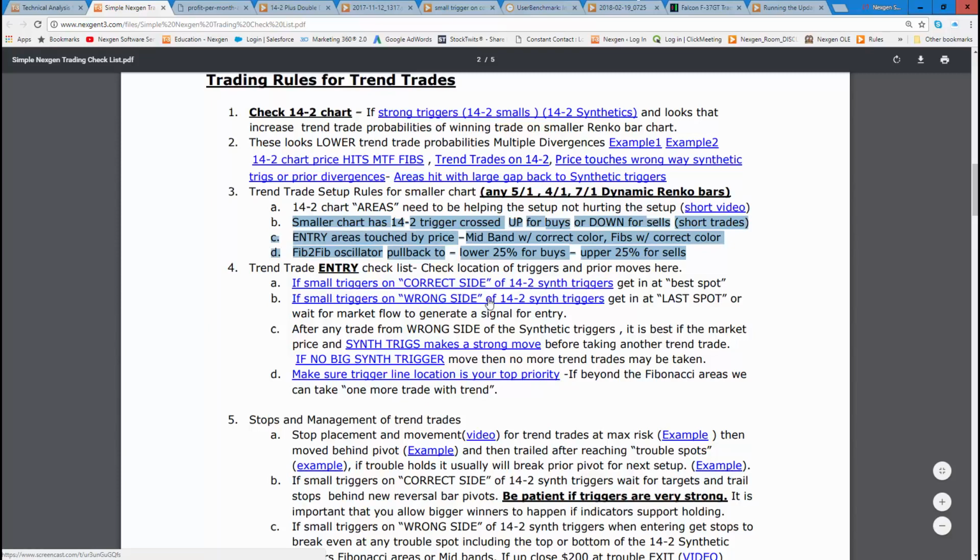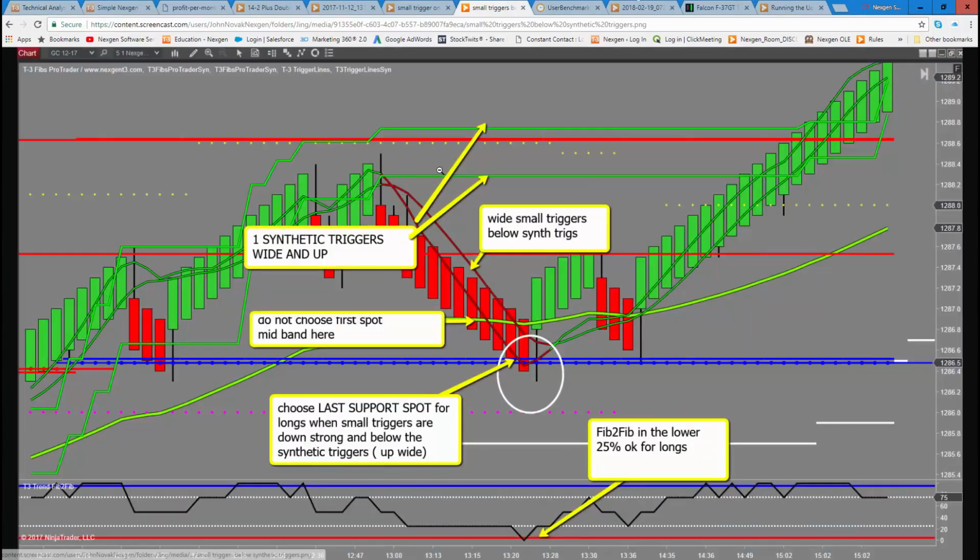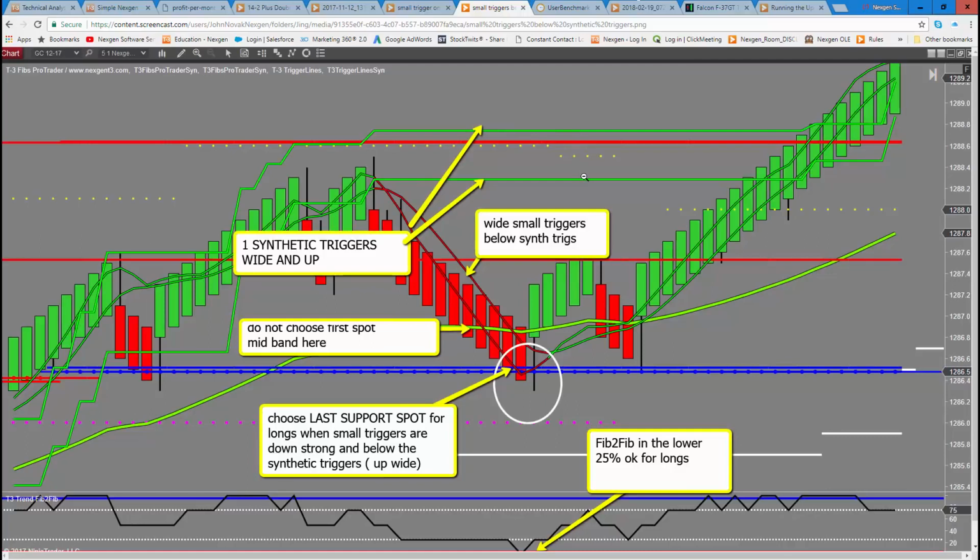There's triggers on the correct side, and then there's the flip of it, which is, we still have the larger 14-2 triggers crossed up, which means we can still do long trades, but our small triggers are physically going down strong and below the synthetic triggers. And again, one of the things that we look for when we look at trend trades, we need to determine, should we get in at the first spot, second spot, because sometimes there's a lot of multiple choice that happens.